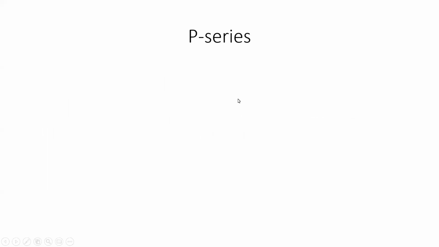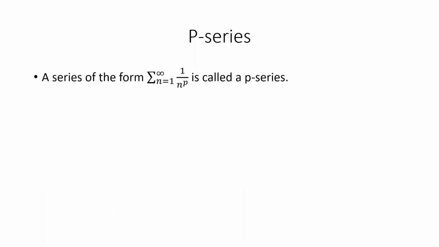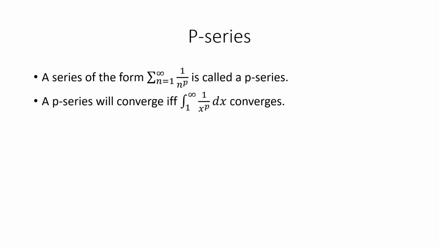So let's go to the main place where this is used. This is what's called a p-series. Okay, a p-series is a very special kind of series. So the p-series is when you have a sum of 1 over n to some power. So 1 over n squared, 1 over n cubed, and so on. And a p-series is going to converge if and only if the integral from 1 to infinity of 1 over x to the p dx converges. That's using the integral test because 1 over x to the p satisfies the conditions. It's always positive and it is decreasing.